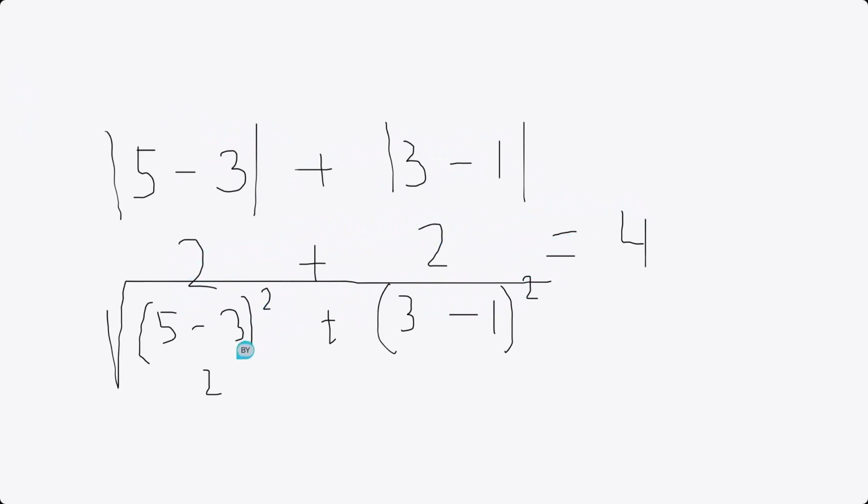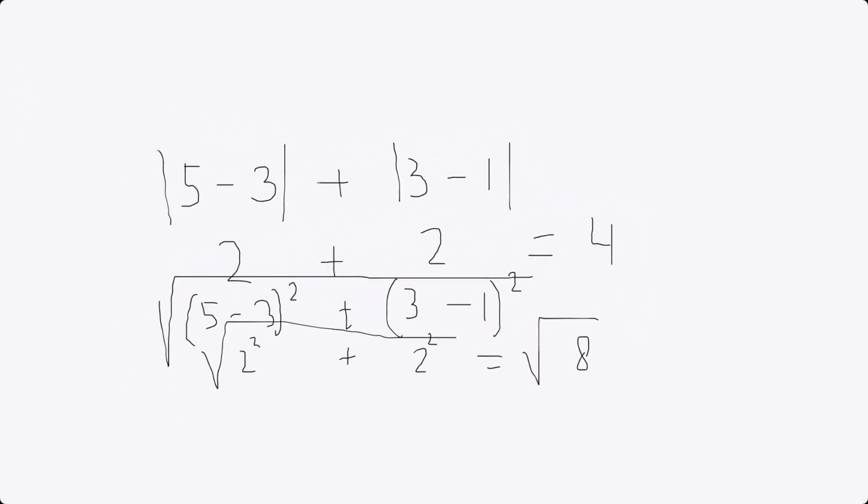So 2 power of 2, then it is 4, plus 2 power of 2, this is 4. And then again, we will do the square root. Then it is the square root of 8. The square root of 8 is 2.82. So this is the same. The distance.